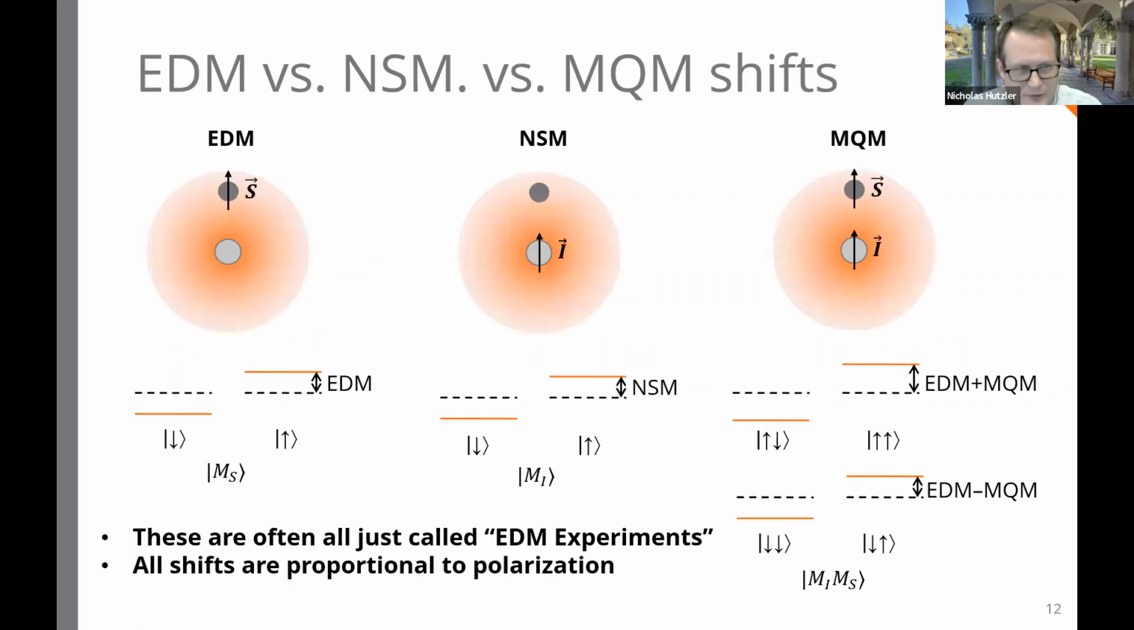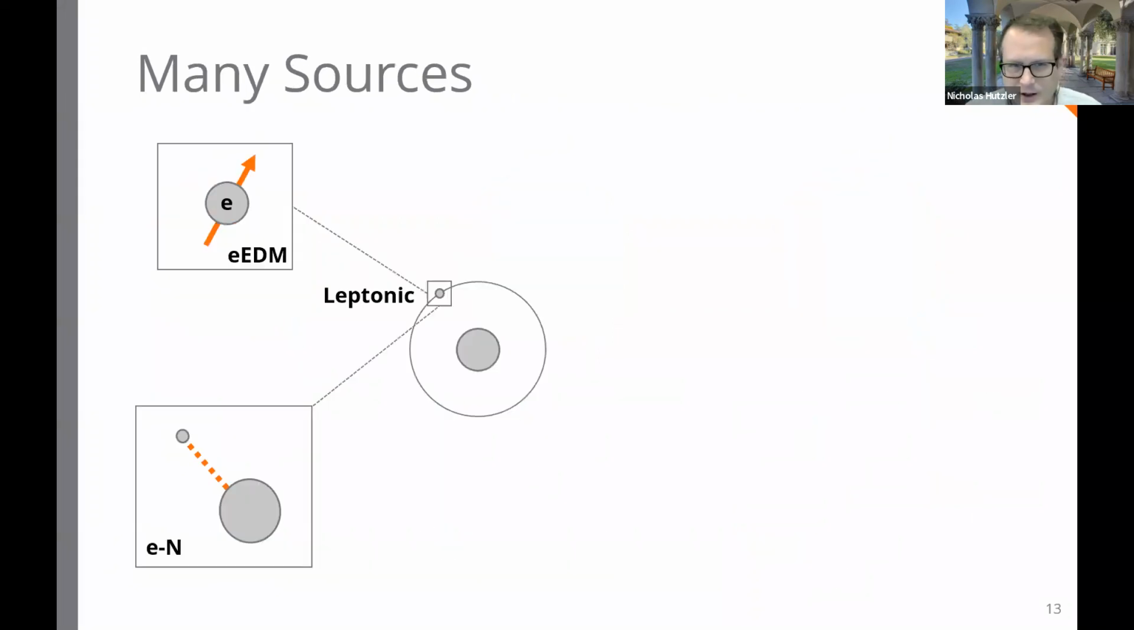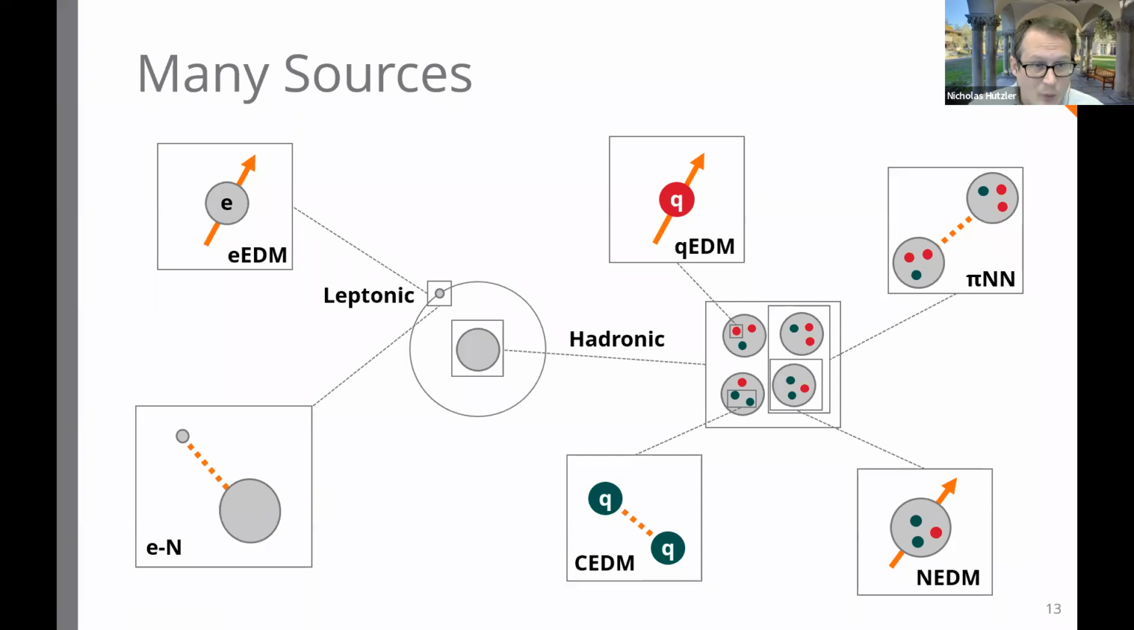The reason some people might want to look for all of these things is that there are many different sources of symmetry-violating observables in an atom or molecule. Even for electron EDM experiments, you're not sensitive to just the electron EDM. You're also indistinguishably sensitive to a new symmetry-violating force between the electron and the nucleus. So even for just electron EDM experiments, you need multiple experiments if you want to distinguish between these two effects.